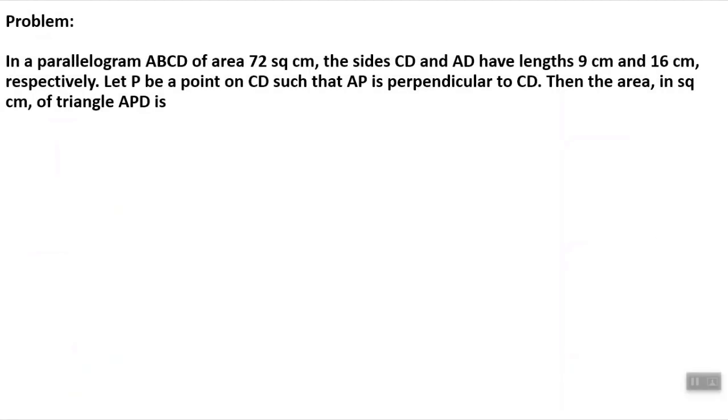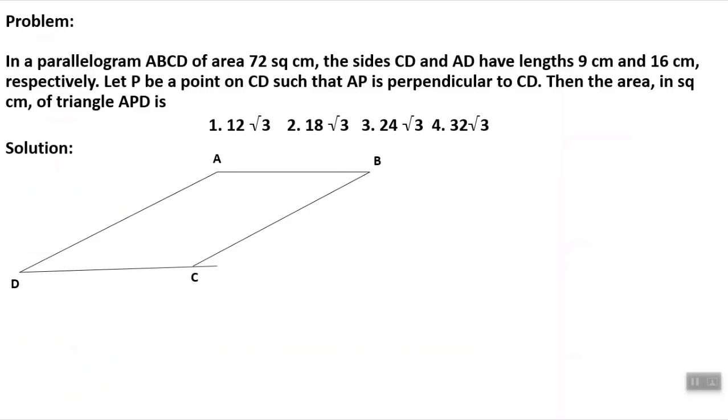Another question on geometry from CAT 18 slot 1. Area of a parallelogram is given, lengths of two sides are given, and an area of a particular triangle is asked. Options are given. So we would begin by drawing a diagram, ABCD as a parallelogram, and the length of CD and AD are given. So one would write CD as 9 and AD as 16.